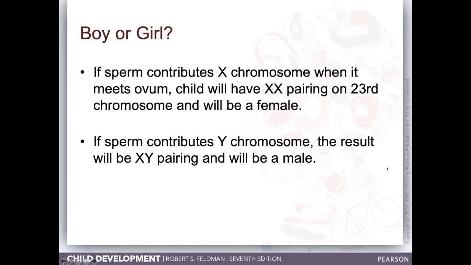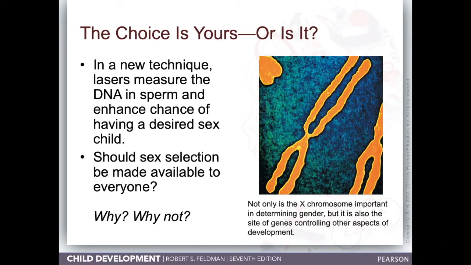So determining boy or girl: if the sperm contributes an X chromosome when it meets the ovum, the child will have an XX pairing on the 23rd chromosome and will be a female. If the sperm contributes a Y chromosome, the result will be the XY pairing and will be a male. And that's how that is determined.